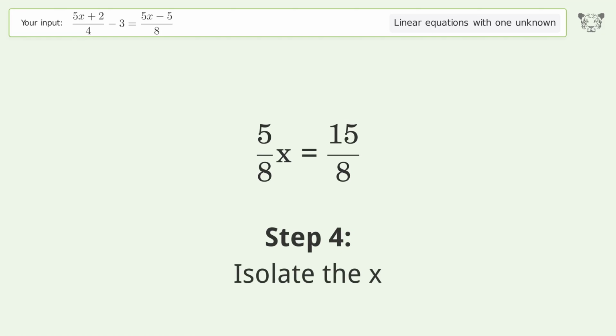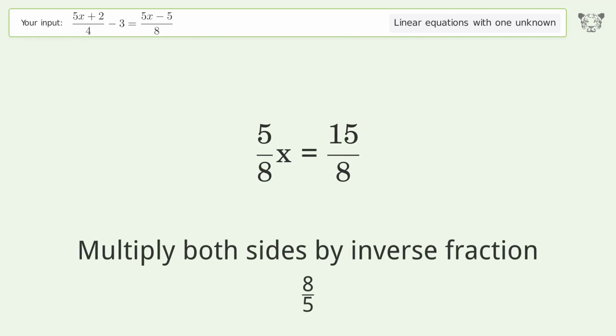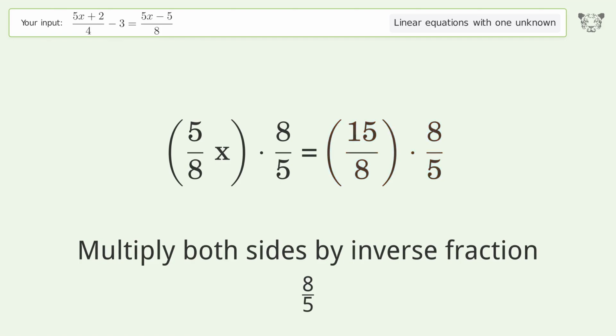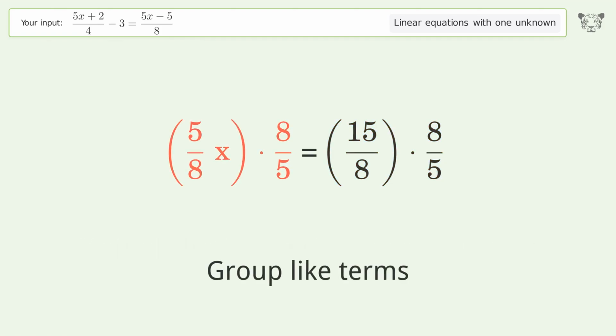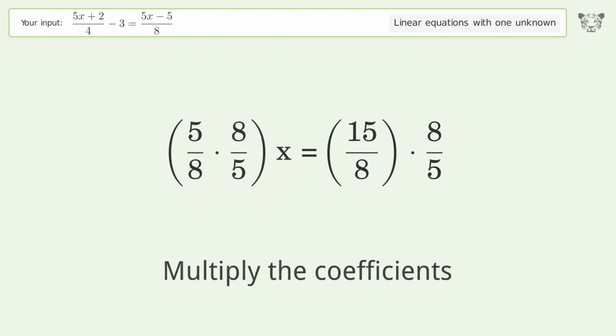Isolate the x. Multiply both sides by inverse fraction 8 over 5. Group like terms. Multiply the coefficients.